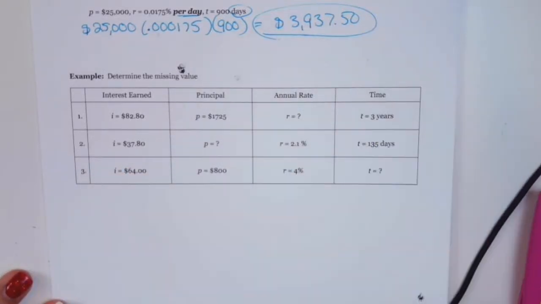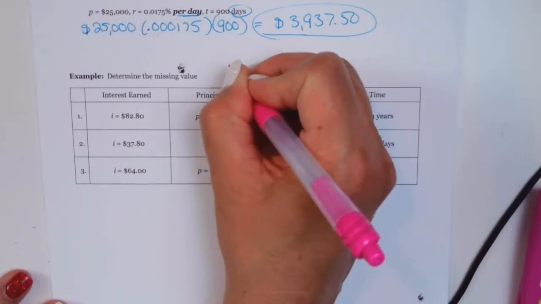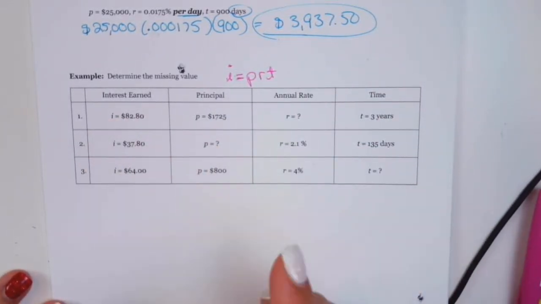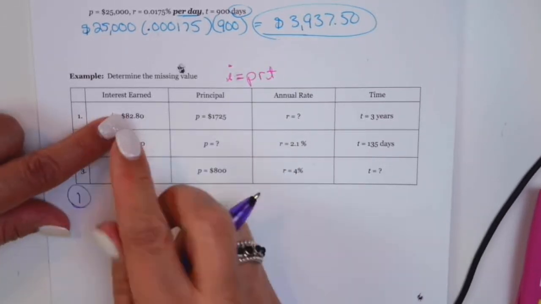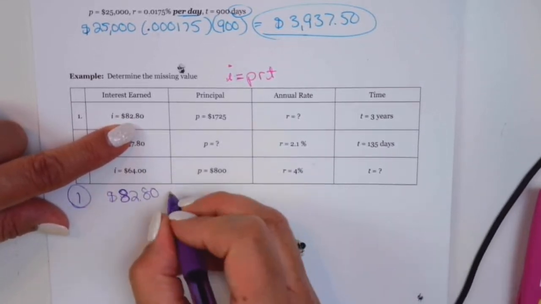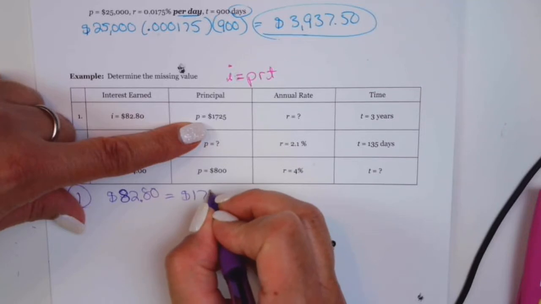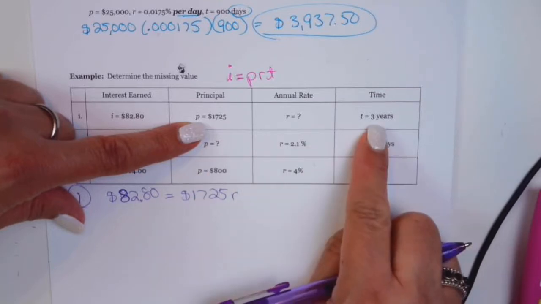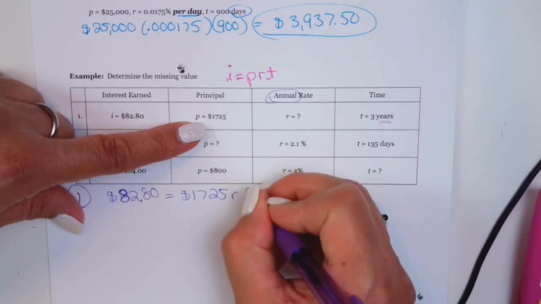So we still are using the same formula, I equals PRT. For this first one here, we have I, so we have $82.80. That equals P, $1,725. We don't know our R, so we're going to keep that as it is. And again, you need to check, this is an annual rate. We have 3 years, so this is times 3.